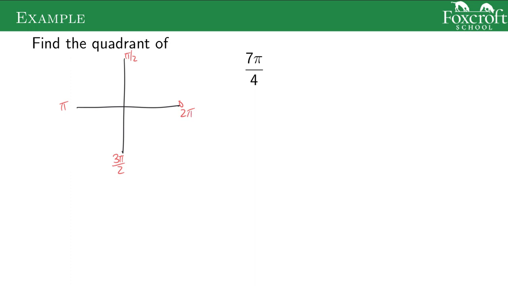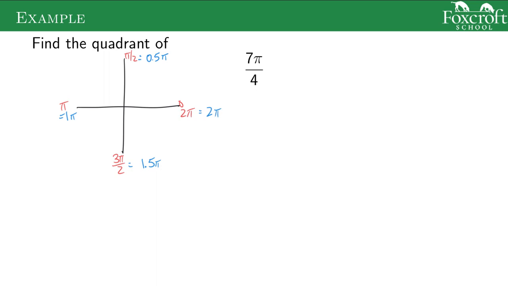All right, so here's the other way you can do it, and this is the way you can do it for any angle. Pi over 2 is the same as 0.5 pi. Pi is the same as 1 pi. 3 pi over 2 is 1.5 pi. I'm just changing the fraction, and this is 2 pi, obviously.